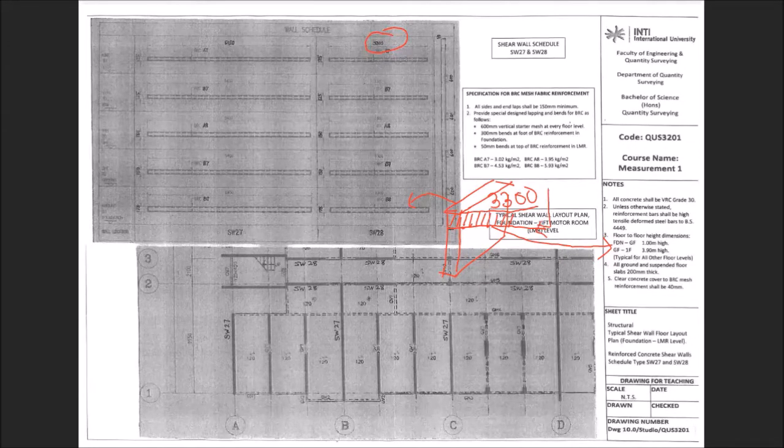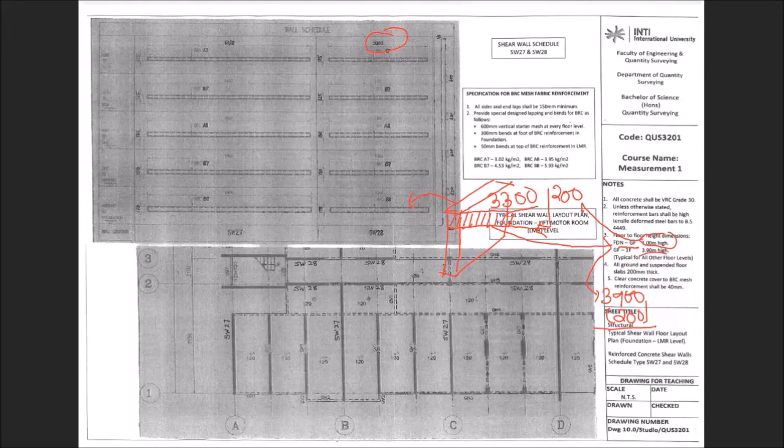This one is 200. Now, say for example, you want to get the height of the shear wall from the foundation to the ground floor. If it is 1000 mm height, you have to deduct 200, so you get 800. Say you want to measure from the ground floor to the first floor, and also repeated for every floor, it is given as 3,900. So what you need to do is deduct the floor slab, because look at the information for item number 4: all ground and suspended floor slab shall be 200 mm.